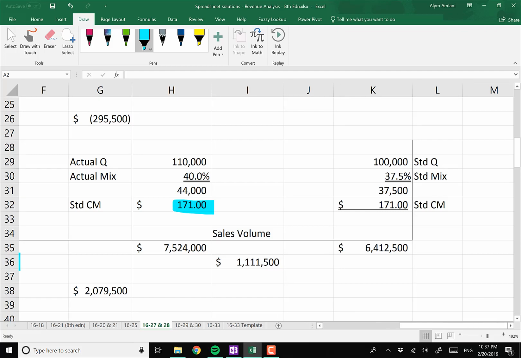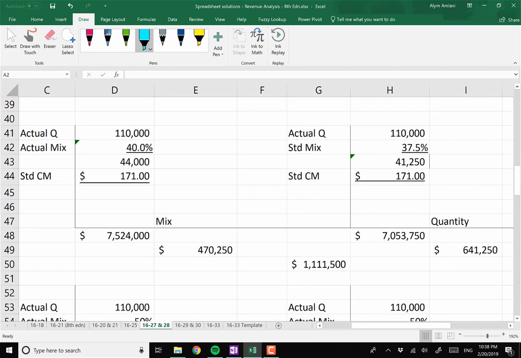And what we're also going to see here is that the standard quantity and mix were 100,000 and 37.5% respectively, when in fact we actually sold even more and at a higher mix. So this is good. We get a favorable variance of $1.1 million, but we have to see, well, okay, how much of that was due to the fact that the mix shifted in our favor, and how much of that was due to the fact that the quantity we sold also shifted in our favor.